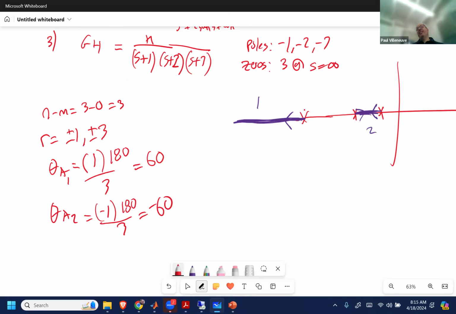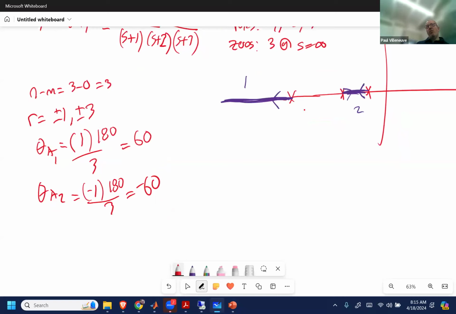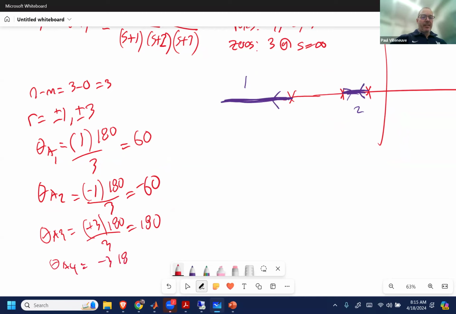And then technically, I could stop from here, right? Or we'll keep going, but you already know the next one's got to be plus or minus 180 degrees. So we're just going to check that. Plus 3, I should say, times 180 over 3 is 180. Minus 3 times 180 over 3 is minus 180.